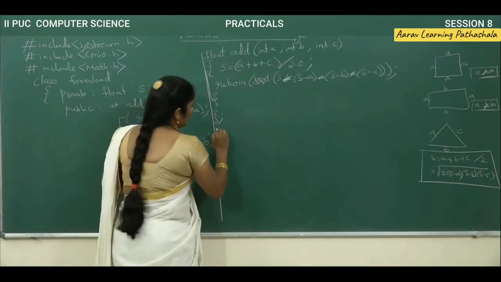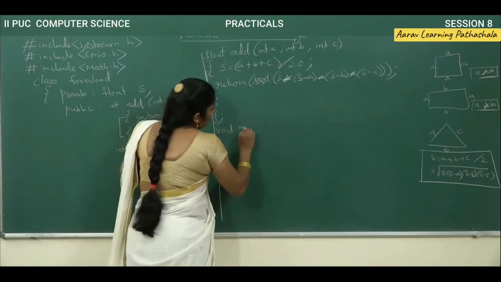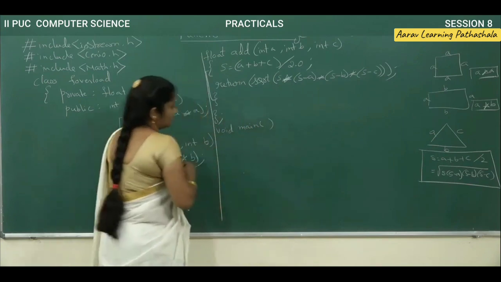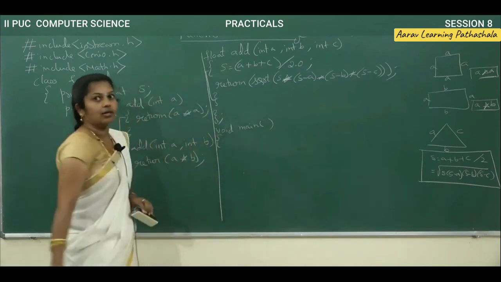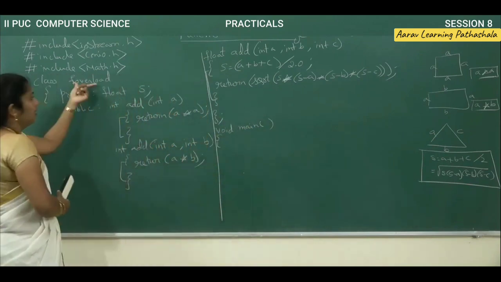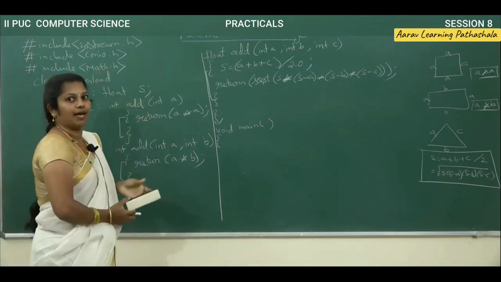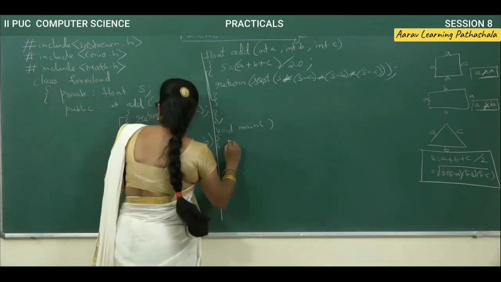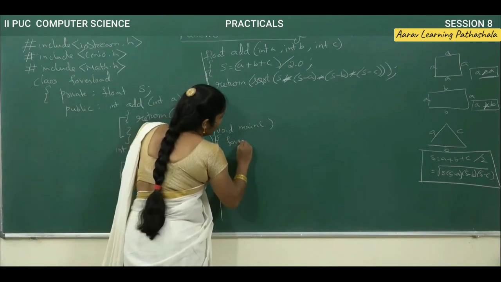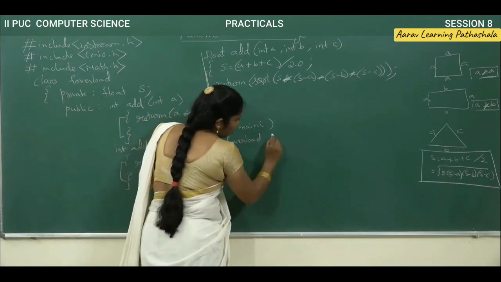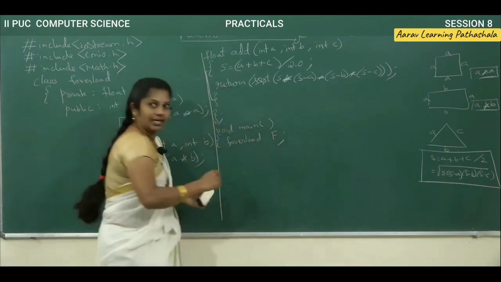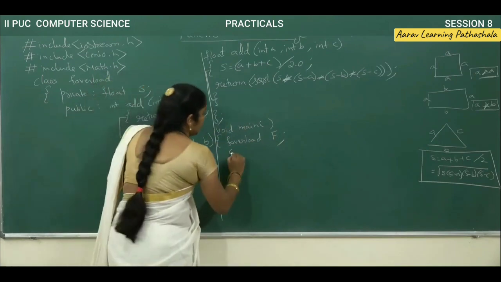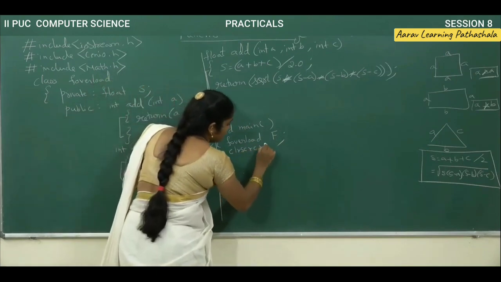Now we have to write the main program. Void main. First, create the object. How to create the object? Class name, then leave 1 space, write the object name. Here the class name is f overload, leave 1 space, f is the object name. Here I am writing clrscr.